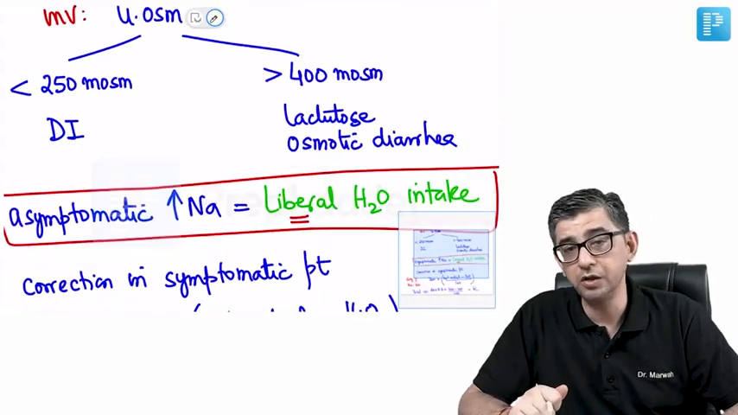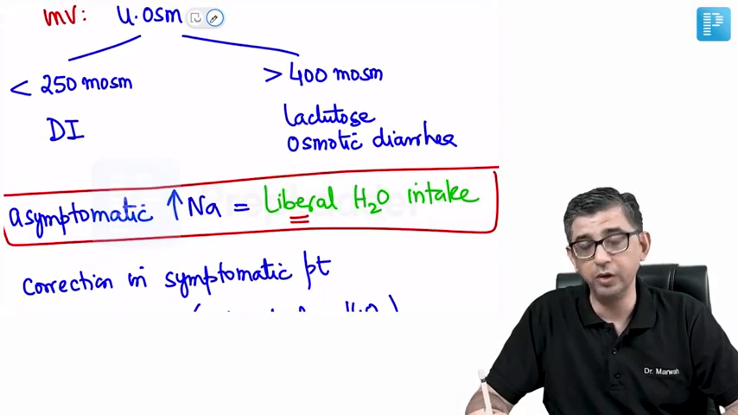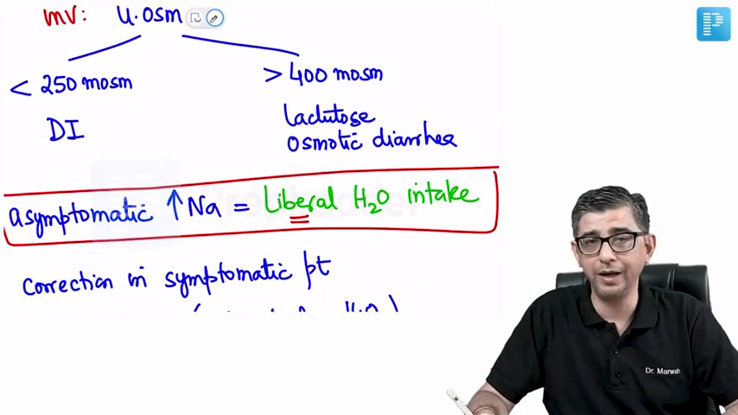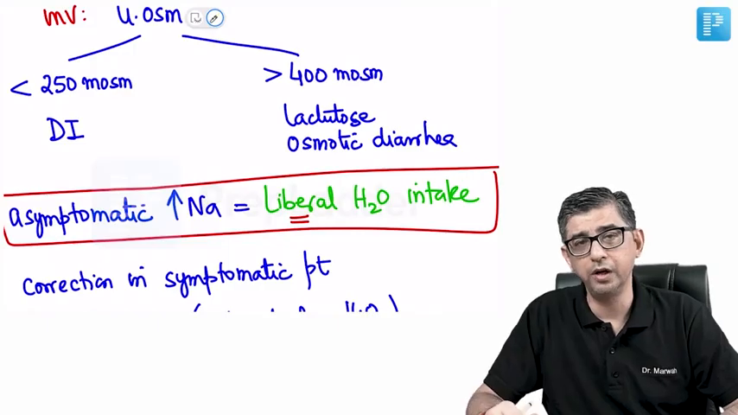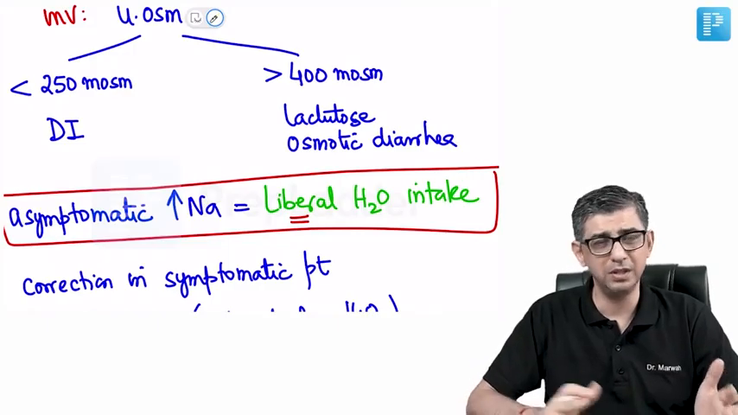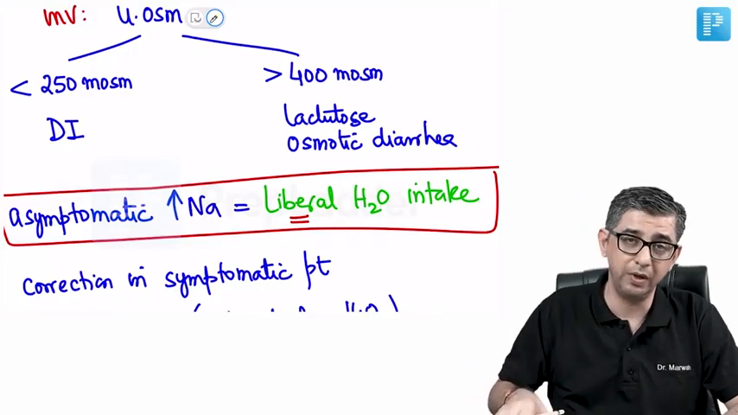confirm it. In contrast, if you find that it is more than 400 milliosmoles, then it could be osmotic diarrhea or even osmotic diuresis due to excessive use of mannitol, which, as I said, lots of times can happen in the ward as well.